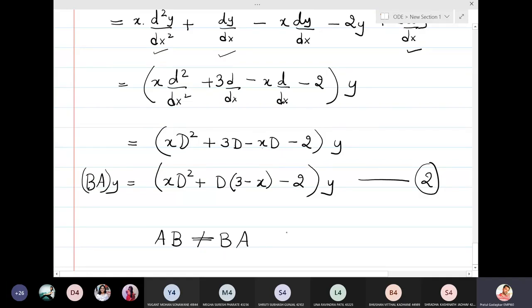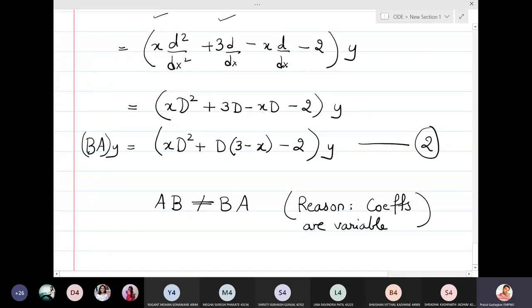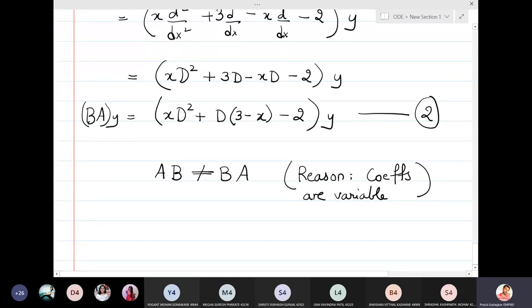Yes. So AB is not equal to BA. What is the reason behind this? The reason is that the coefficients are variable. Correct. So A and B had variable coefficients. So one has to be careful about constant coefficients and variable coefficients. If the coefficients are constant, then AB and BA are always equal.